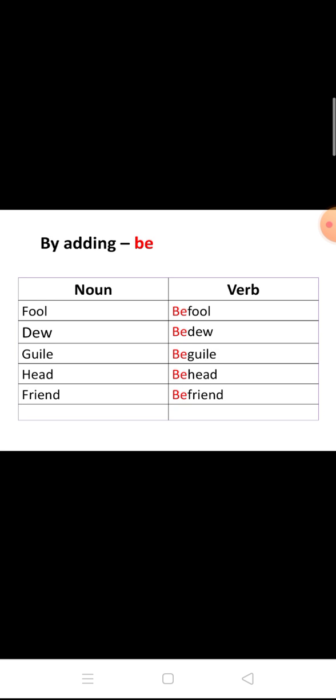Now, if we have the nouns like fool, due, guile, head, friend, we can add be as a prefix to these words to get verb. Like fool becomes befool, due becomes be due, guile becomes beguile, head becomes behead, and friend becomes befriend. So this is how from noun we can get verb by just adding prefix like be.